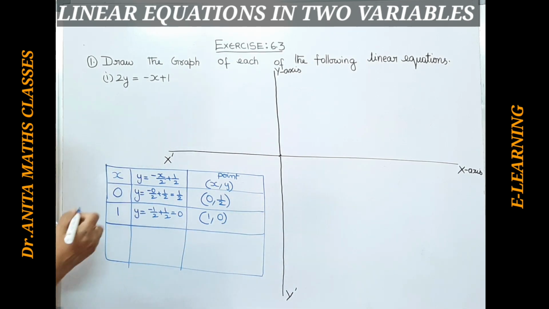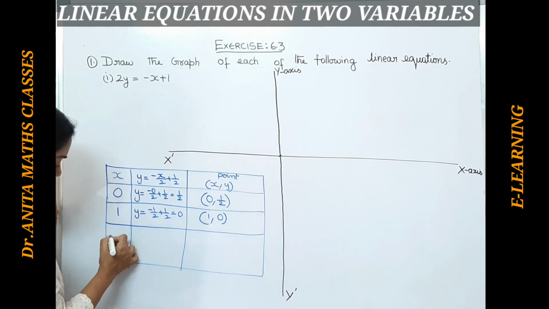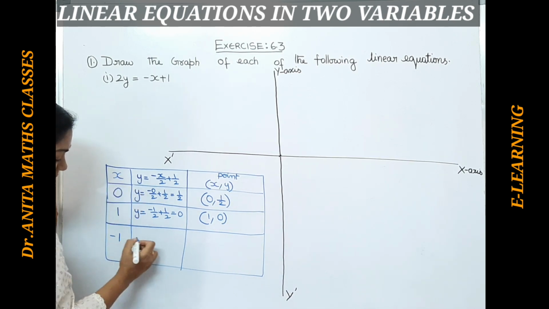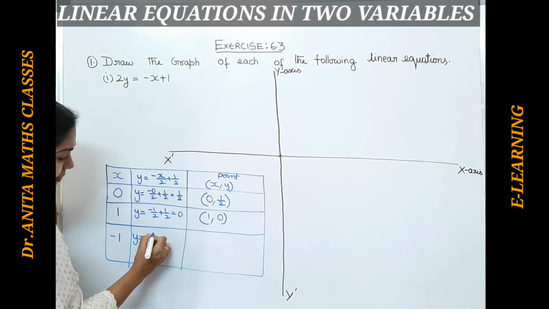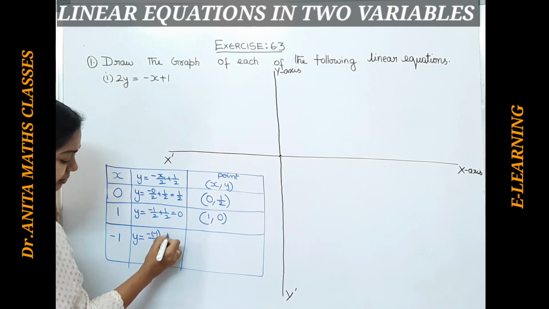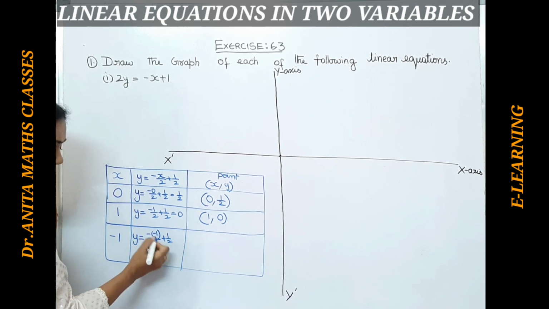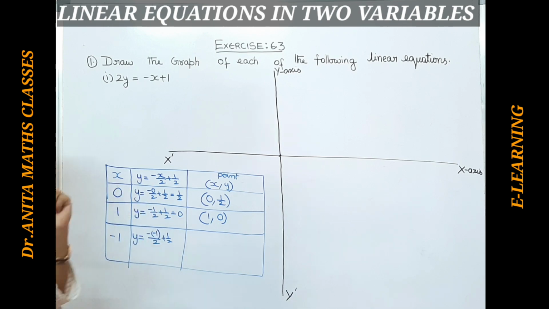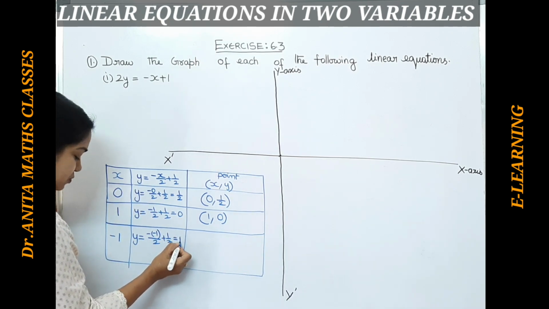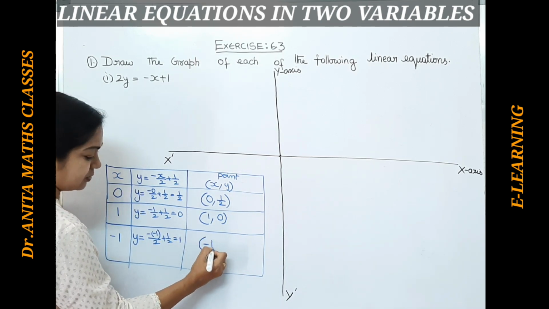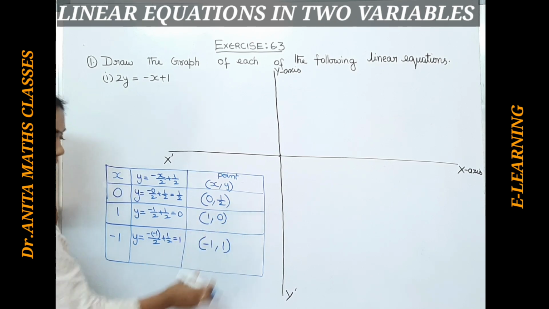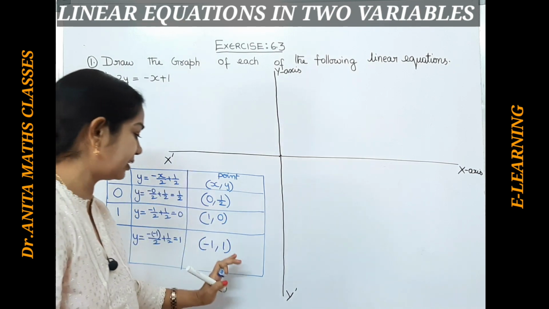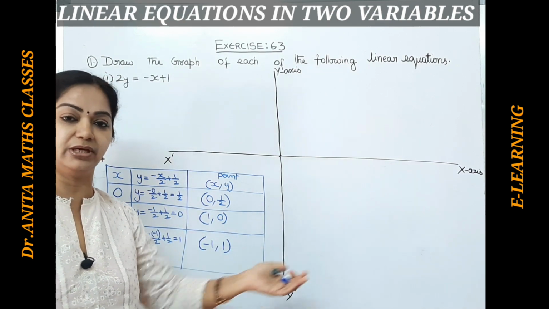Let us take one negative value. Here let me take x as minus 1. So y equal to, already minus is there, and minus 1 by 2 plus 1 by 2. So this is plus 1 by 2 plus 1 by 2. Half plus half is 1. So that is 1. So we got minus 1, 1. So we got 3 points. 3 points at the minimum. You can take 3 points. You can also take 4 points.